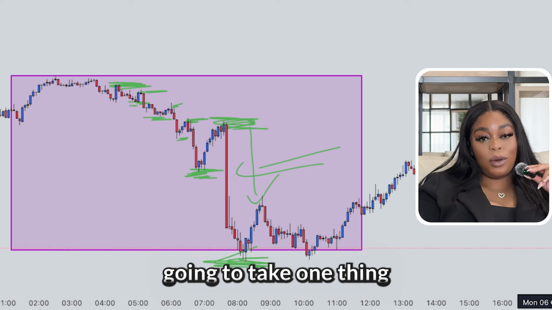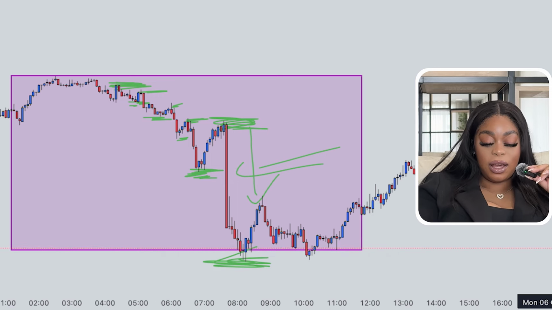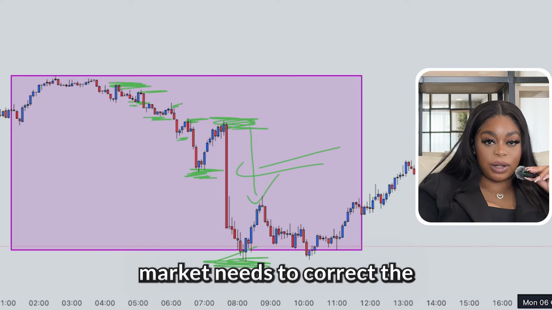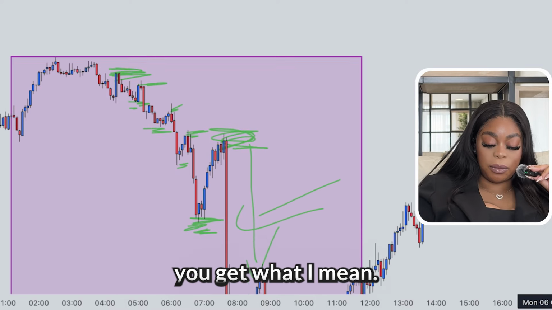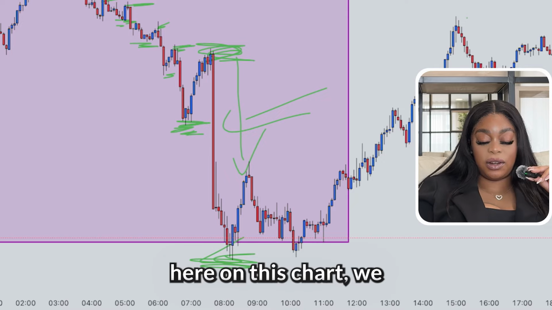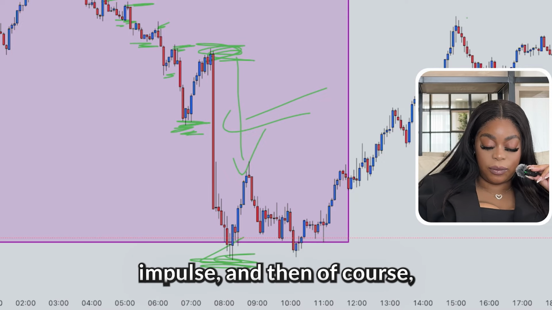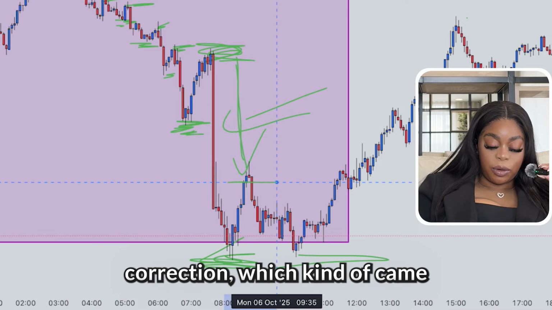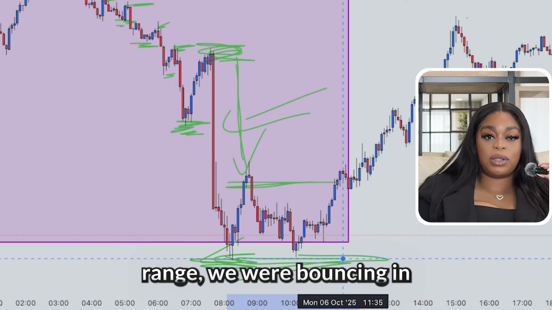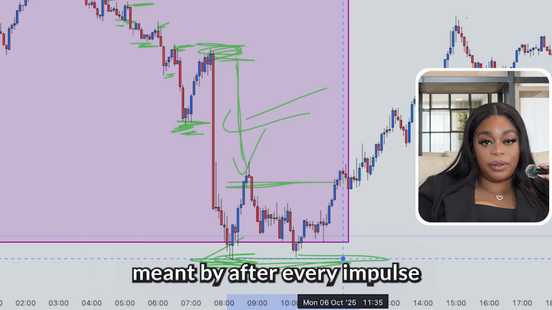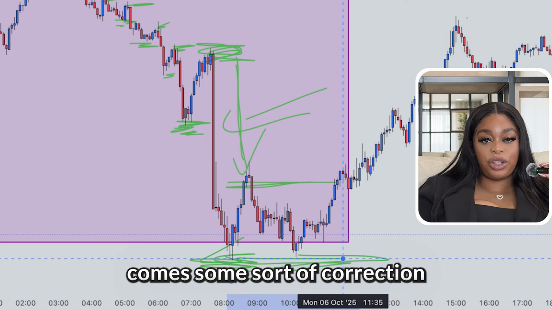And guys, if you are going to take one thing from this video, let it be this one thing. After every impulse on the chart, normally always comes some sort of correction, because the market needs to correct the big impulse that happened, if you get what I mean. So as you can see here on this chart, we impulsed, and then of course with an impulse comes a correction. After the impulse came a correction, which kind of came as a range. We were bouncing in between supply and demand here, as you can see. So that is what I meant by after every impulse comes some sort of correction or range.